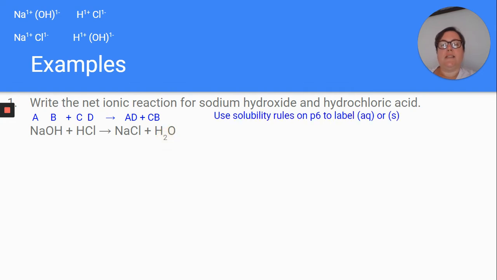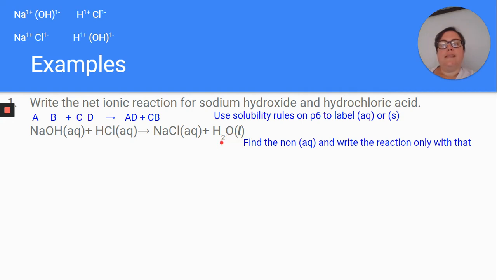Now we need to use page 6 and label things. So hydroxides are insoluble except group 1. Sodium is in group 1, so that's going to be aqueous. Chlorides are soluble. Hydrogen's not an exception, so that remains aqueous. Chlorides, again, are aqueous. Sodium's not an exception, so that's going to be aqueous. And then H2O. Well, H2O is water, and unless it tells you otherwise, water is always a liquid. So there's my L for liquid on the water.